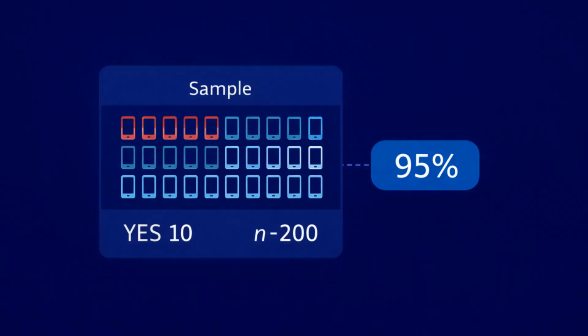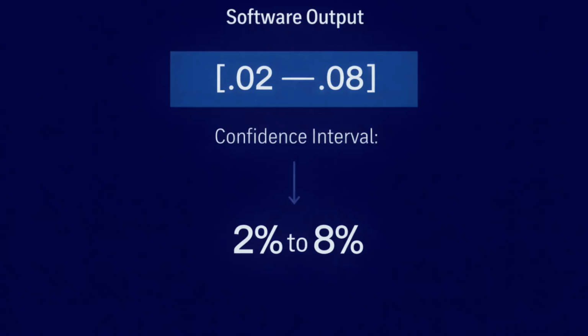A second example reinforces these ideas. Suppose the goal is to estimate the proportion of phones in a shipment that are defective. In this case, yes means defective. A sample of 200 phones is inspected, and 10 are found to be defective. The number of yes responses is 10, the sample size is 200, and the confidence level is 95%. These values are entered into the software.